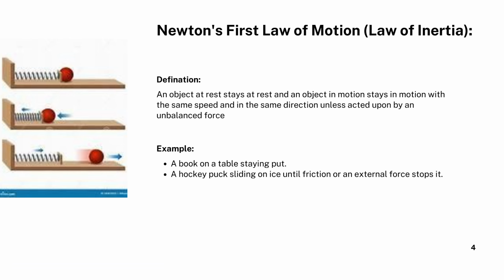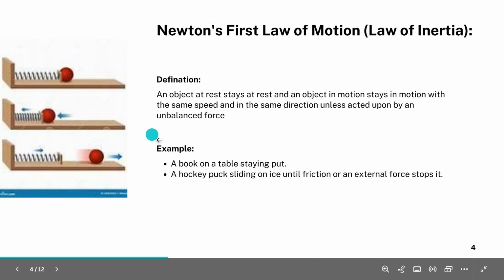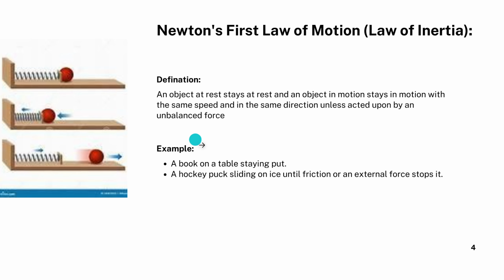Now let's start. This law is also known as the law of inertia. It states that an object at rest stays at rest, unless and until it is acted upon by an unbalanced force. Think of an example like a book lying on the table. It stays there unless an external force comes and pushes it. Or imagine a hockey puck sliding across ice, and it will slide across the ice unless and until friction or another force makes it stop. This inherent resistance to change in motion is what we call inertia.